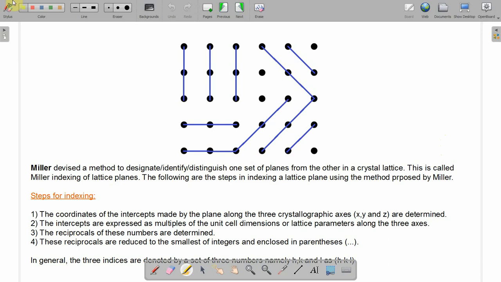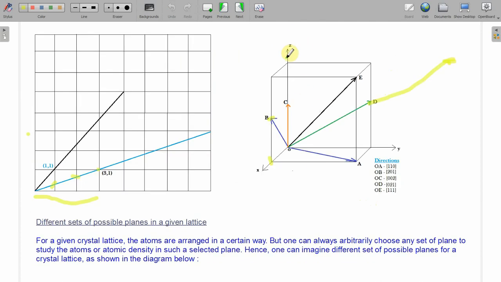Now, there are a few simple steps involved in identifying different planes in a crystal, and these are the 4 steps given here. The first step is the coordinates of the intercepts made by the plane along the 3 crystallographic axes x, y and z. That is, you have to arbitrarily choose a set of 3 coordinate axes for the given unit cell. The given unit cell may be a cubic cell. Here we have taken a cubic unit cell, in which the coordinate axes conventionally are taken along the edges of the cube, any set of 3 edges of the cube.